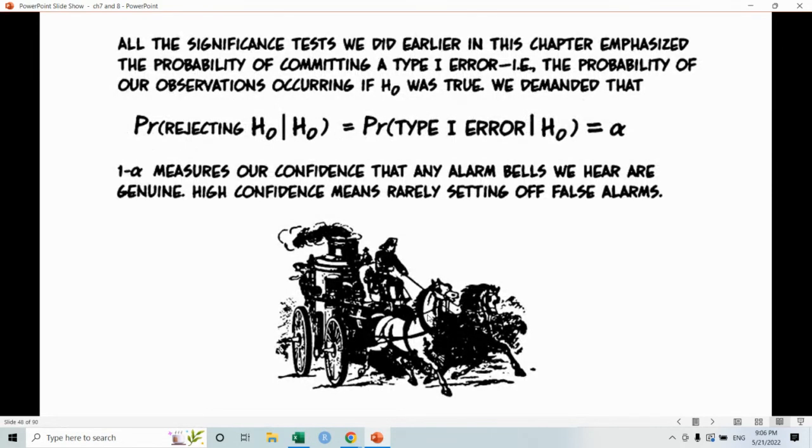All the significance tests we did earlier in this chapter emphasize the probability of committing a type 1 error. An example, the probability of our observations occurring if the null hypothesis was true. We demanded that the probability of rejecting the null given the null was true, which is the probability of a type 1 error given the null, was equal to alpha. So 1 minus alpha measures our confidence that any alarm bells we hear are genuine. So high confidence means rarely setting off false alarms. So that's kind of the 95% confident with the alpha 0.05 that I talked about last week.